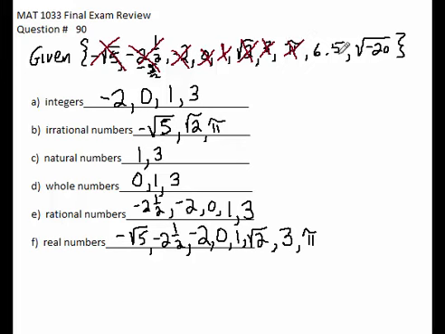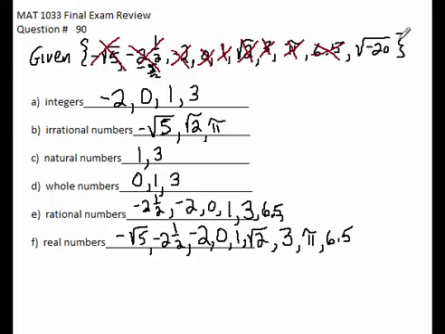6.5, 6.5 is a rational number. It can be represented as 65 over 10. Of course, that would reduce, but that satisfies the requirements for a fraction, an integer over an integer, so we would put it here, and it has a position on the number line, so it would also go in the real number set. And then last but not least, square root of negative 20 is not real, and sets A through E are subsets of the real number set.